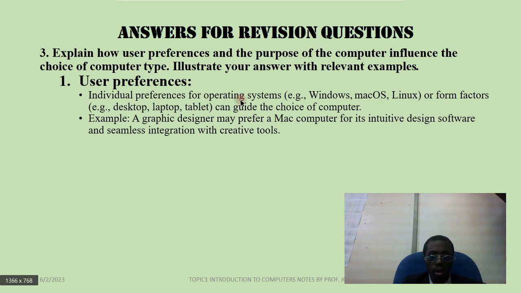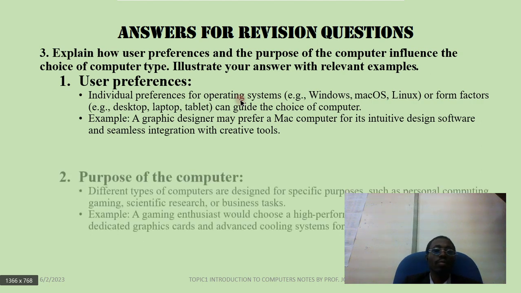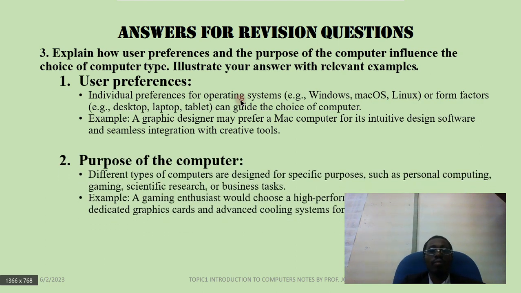Examples: a graphic designer may prefer Mac computers for their intuitive design software and seamless integration with creative art tools such as Adobe XD, Figma, Balsamiq, and so on. Purpose of the computers: you can talk about how different types of computers are designed for specific purposes such as personal computing, gaming, scientific research, or business tasks. For example, gaming enthusiasts would choose a high performance gaming computer.